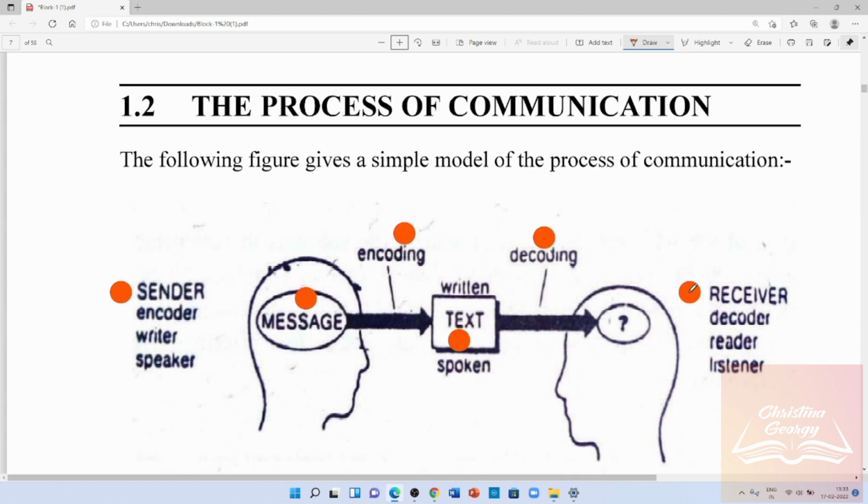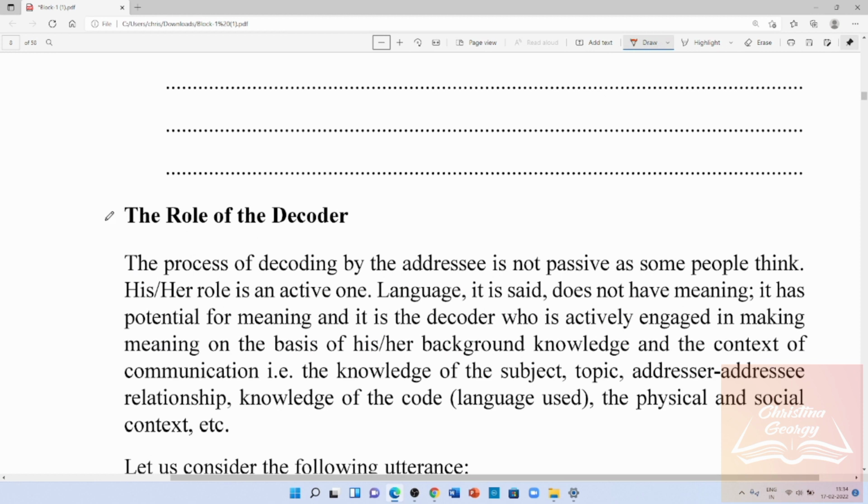So whom do you think plays an active role in the process of communication? Obviously, the role of the decoder is much more important. It is because the decoder is actively engaged in making meaning on the basis of his or her background knowledge and the context of communication. Dear learners, the context also is extremely important.